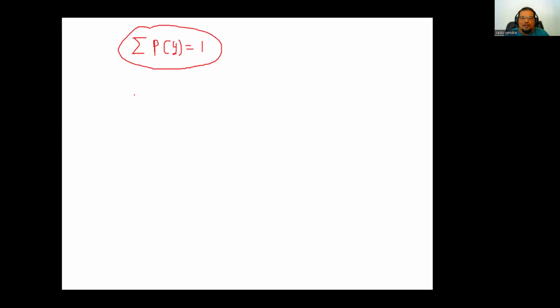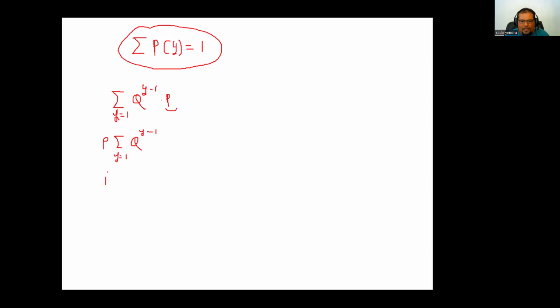So, of course, p(y) is geometric. We must try to prove the summation of q to the power y minus 1 multiplied by p, with y starting from 1. Because p is not related to y, we can put p outside, multiplied by the summation of q to the power y minus 1, starting y from 1.